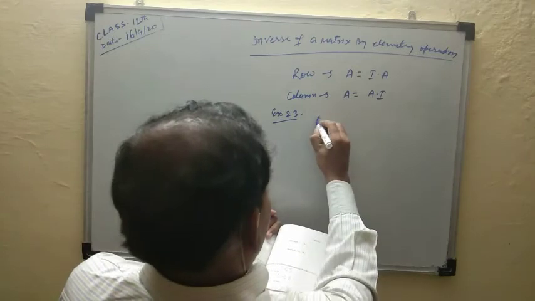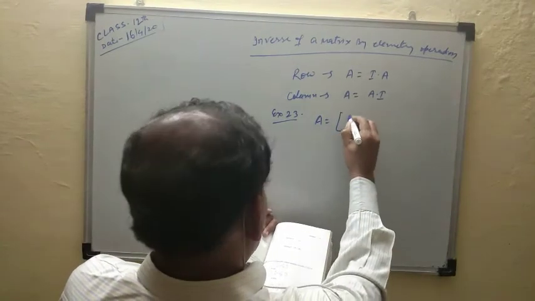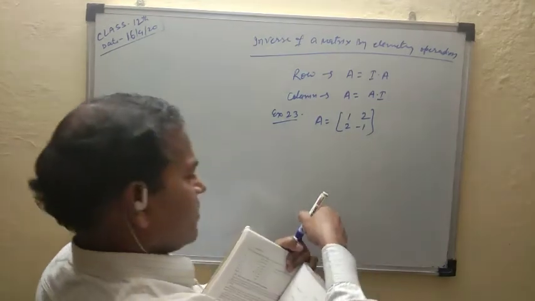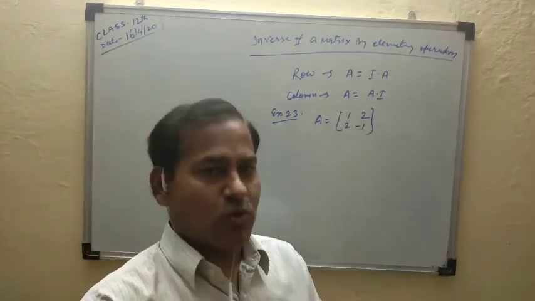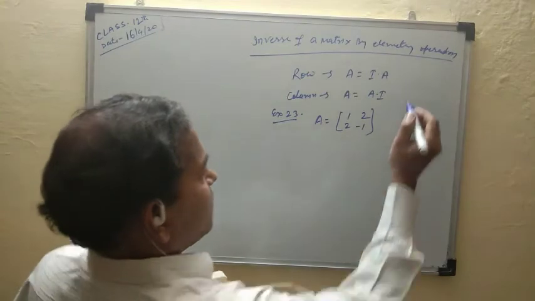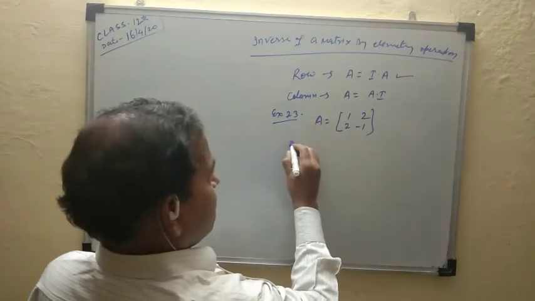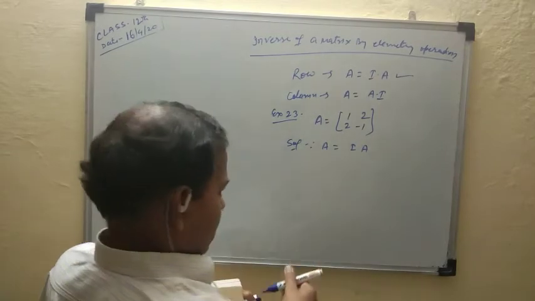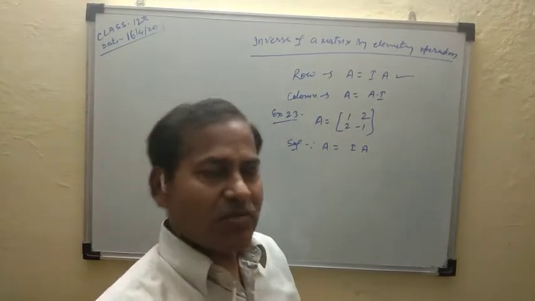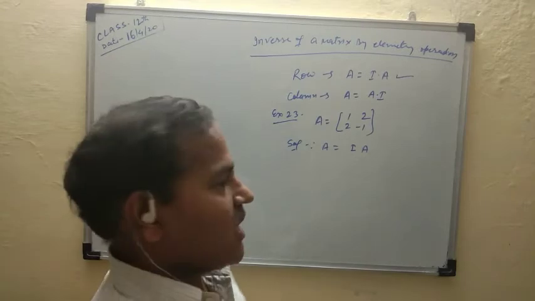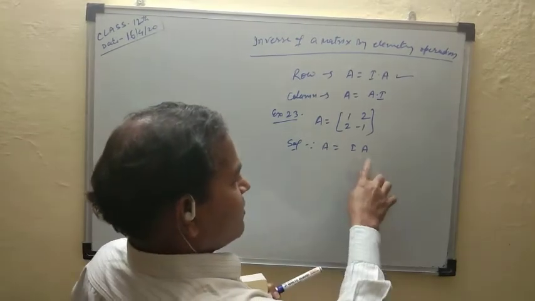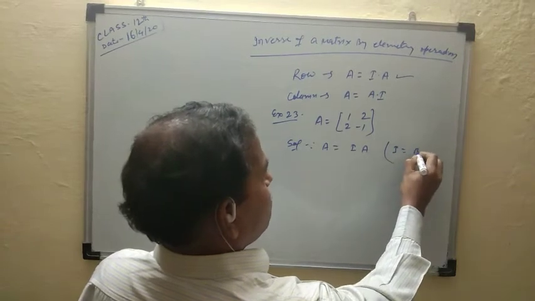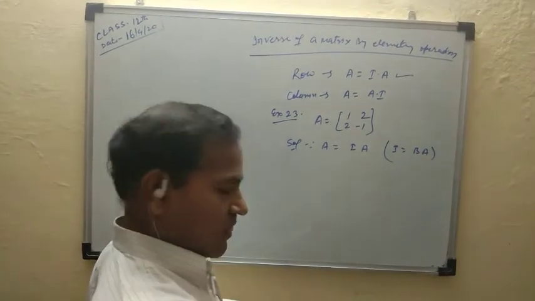So the matrix given is A is equal to 1, 2 and 2, minus 1. Suppose I use row operation. Since for row operation we use A is equal to IA, then use elementary transformations and this equation changes into this form: I is equal to B into A.